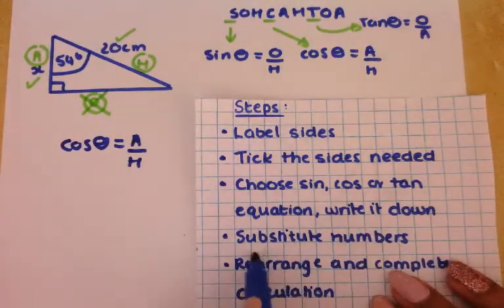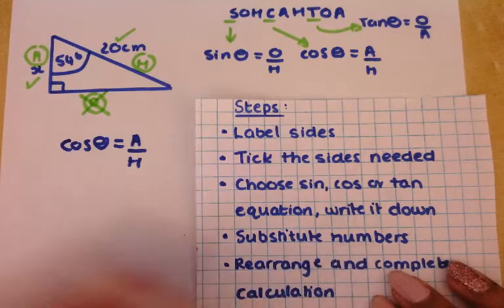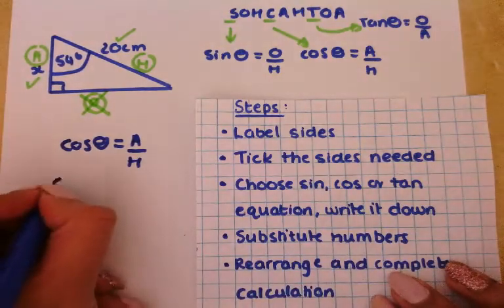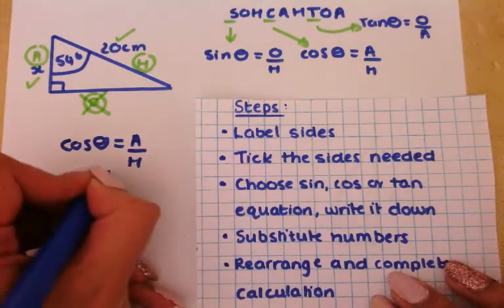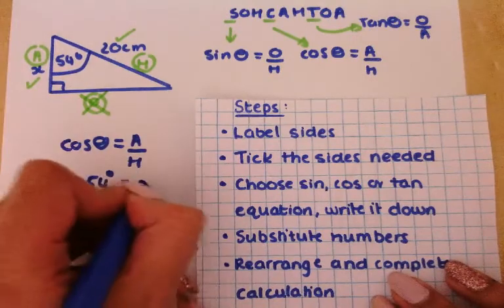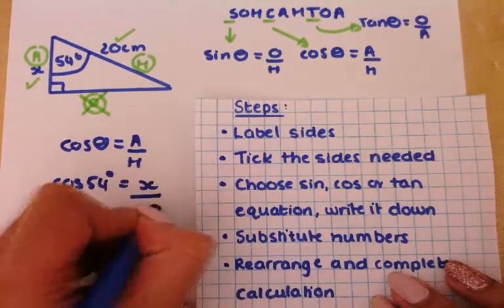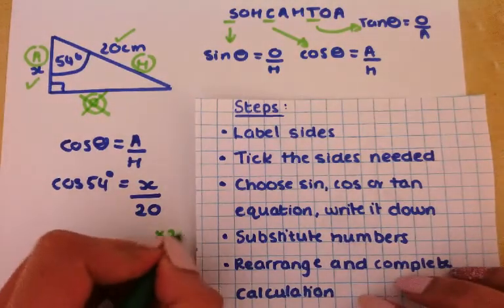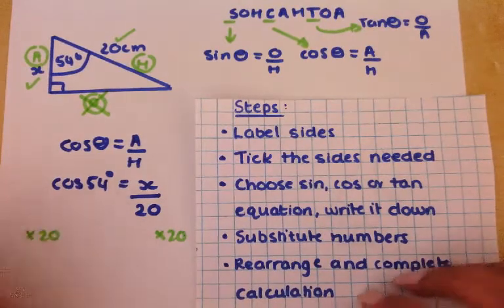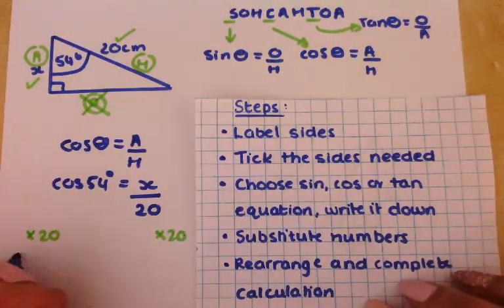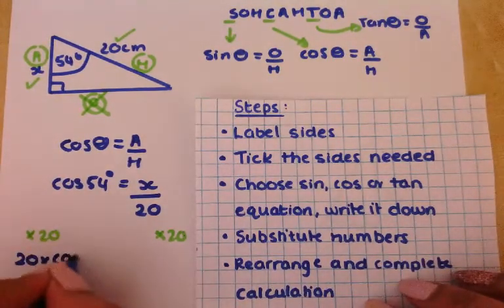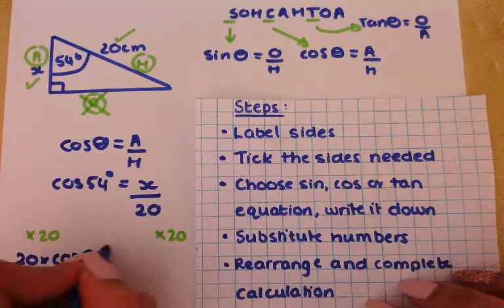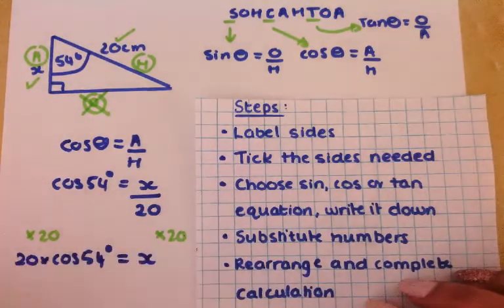I've written it down. I'm going to put the numbers in. So cos 54 degrees is A, which is x, over 20. Then I need to get the x by itself. So I'm going to multiply both sides by 20. So in the next line I have 20 times cos 54 degrees equals x.